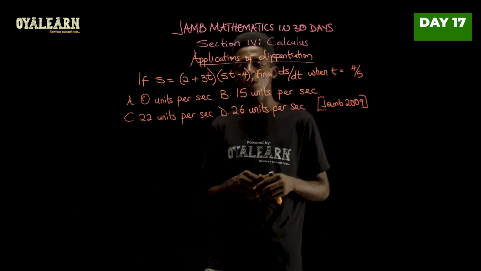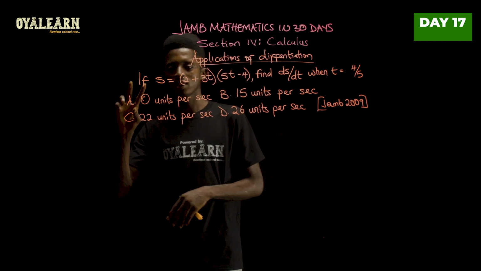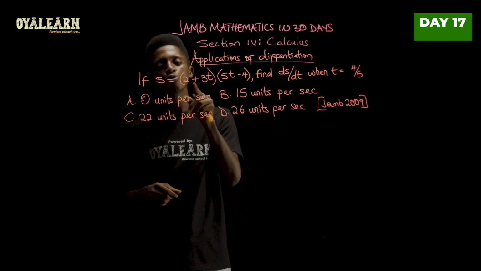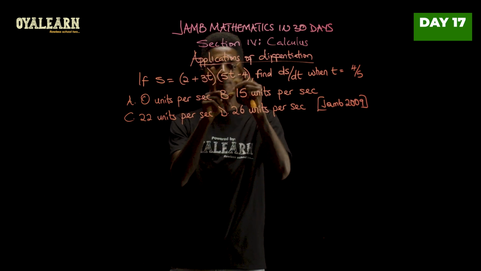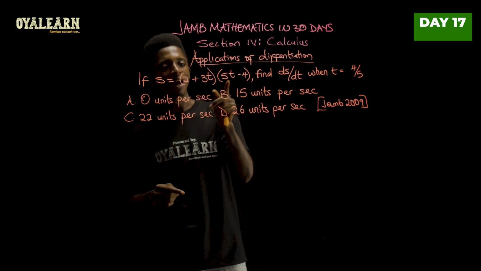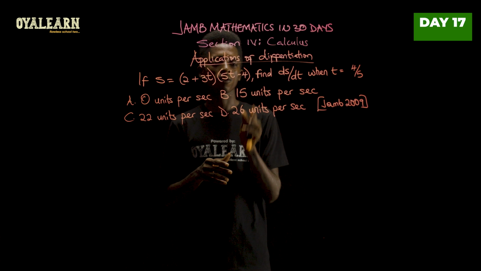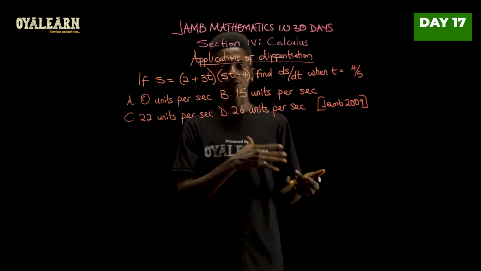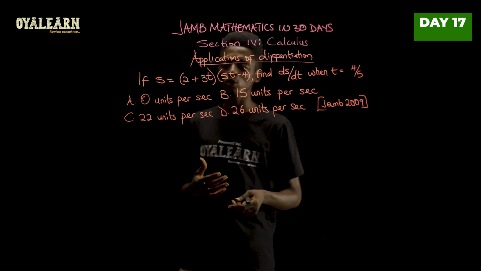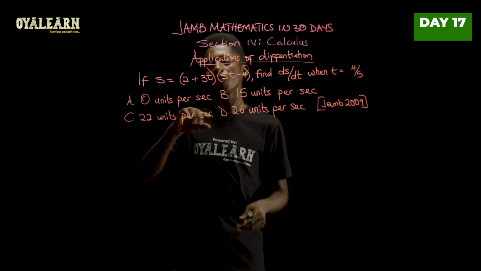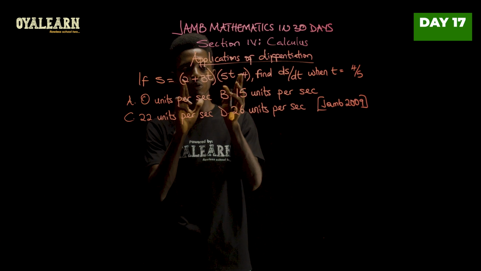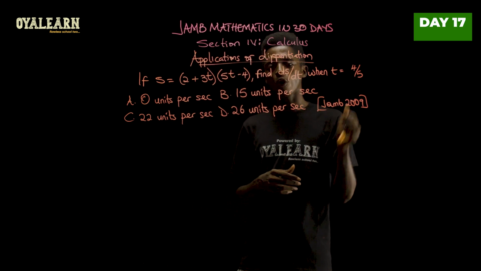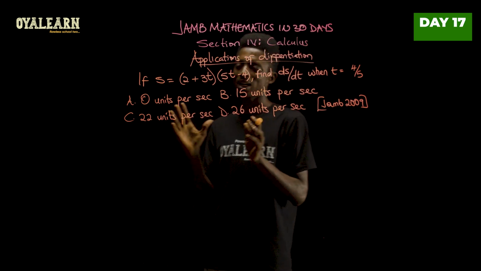Let's solve this JAMB question from 2009, which says, if s is, first bracket, 2 plus 3t multiplied by the second bracket, which is 5t minus 4, find ds/dt when t equals 4 over 5. Now to do this, we're going to take the first derivative of the function s with respect to t, and then we'll apply when t equals 4 over 5 to get our answer.